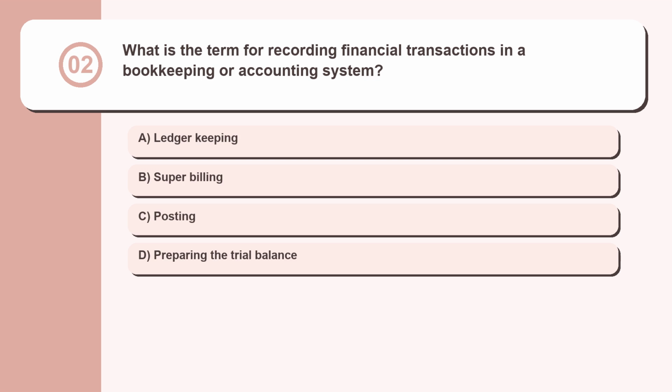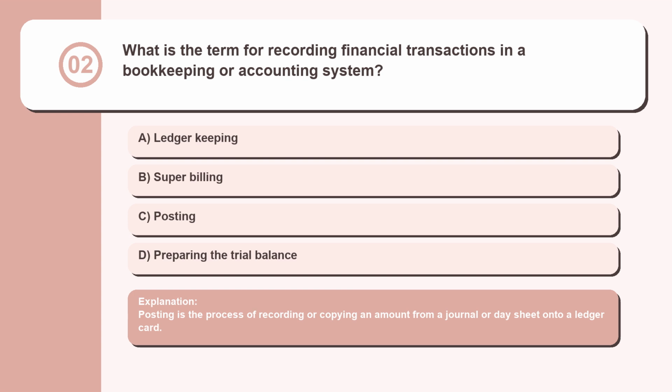Question 2. What is the term for recording financial transactions in a bookkeeping or accounting system? Here are your options. Option A, ledger keeping. Option B, super billing. Option C, posting. Option D, preparing the trial balance. Explanation. Posting is the process of recording or copying an amount from a journal or day sheet onto a ledger card.